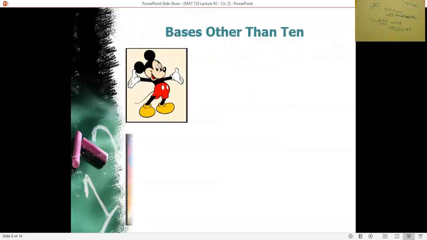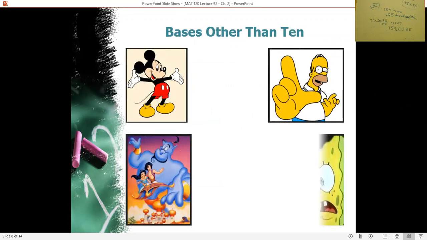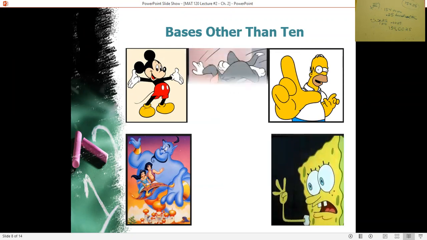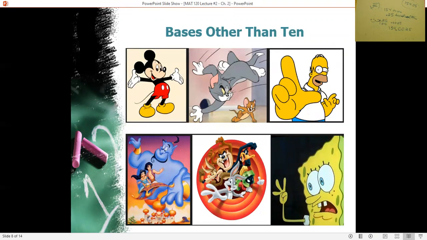So now let's talk about bases other than 10 and why we would have bases other than 10. If you take a very close look at all of these beautiful characters from our childhood, you'll notice they all have something in common. And what they have in common, of course, is they all have 4 fingers on each hand, which is kind of a little bit weird, but you almost never notice that Mickey Mouse has 4 fingers. Tom and Jerry have 4 fingers. The genie, even Aladdin, has 4 fingers. You'll notice also Bugs Bunny, Homer Simpson, SpongeBob, they all have 4 fingers.